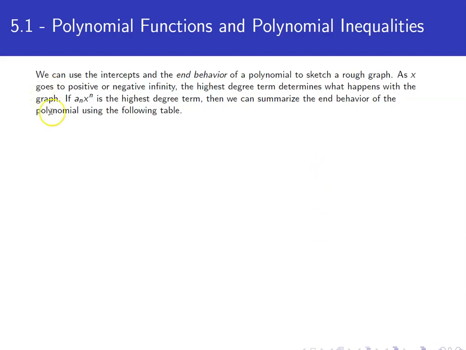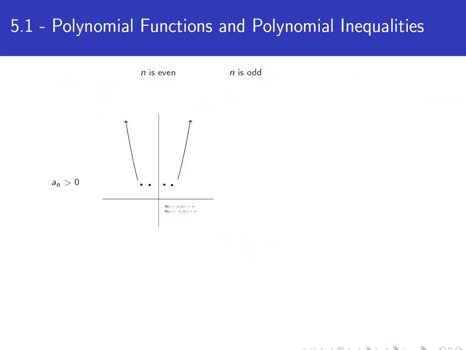So if we have a sub n times x to the n as the highest degree term, or the leading term of the polynomial, then we can summarize the end behavior as follows. So if n is even and the leading coefficient is greater than 0, then, well, I don't really know what happens in the middle. There's lots of different things that could happen in the middle, but I do know that on the tails, both tails should point upward, looking like, say, y equals x squared, if you will.